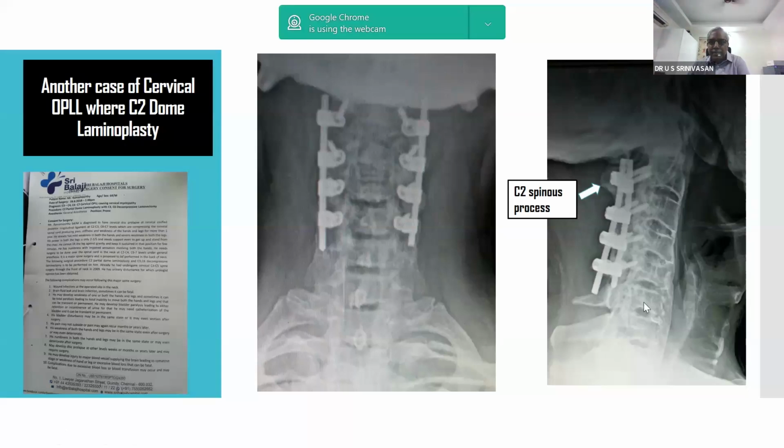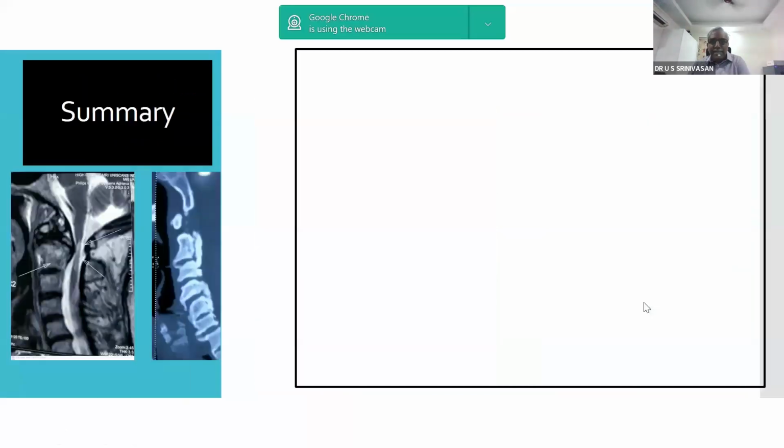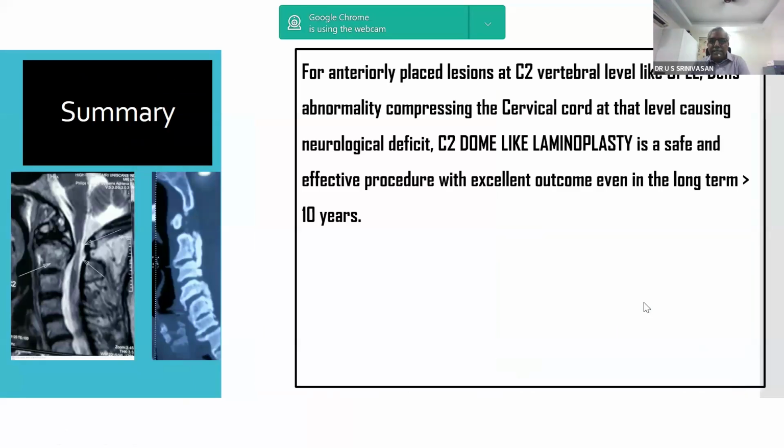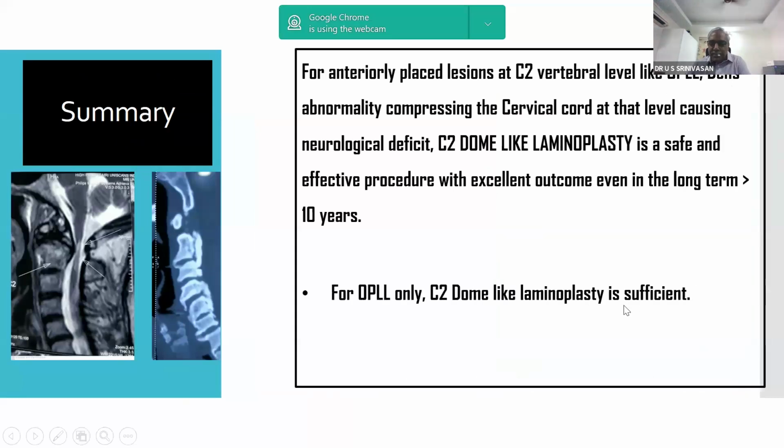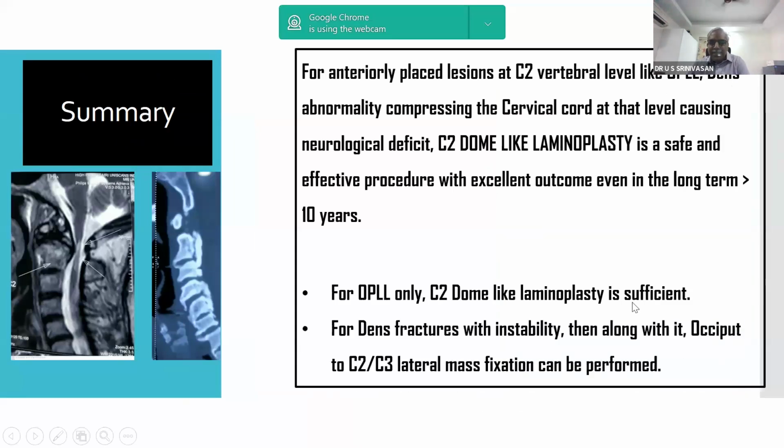whom I operated. So to summarize it, for anteriorly placed lesions at C2 vertebral level, like OPLL or osseous compressing the cervical spinal cord at that level, causing neurological deficit, C2 Dome Laminoplasty is a safe and effective procedure with excellent outcome, even in the long term for 10 years. For OPLL only, C2 Dome Laminoplasty is sufficient. There is no need for stabilization. But if you suspect an unstable area, like osseous with instability, then occipital to C2, C3 lateral mass fixation can be performed.